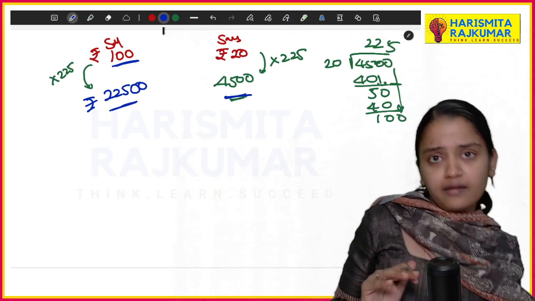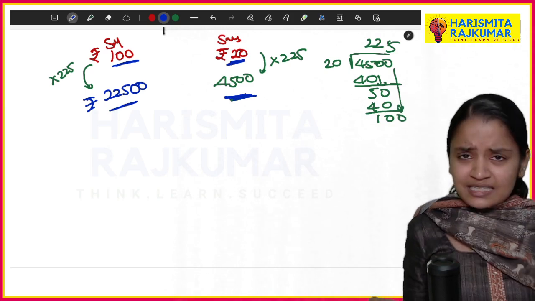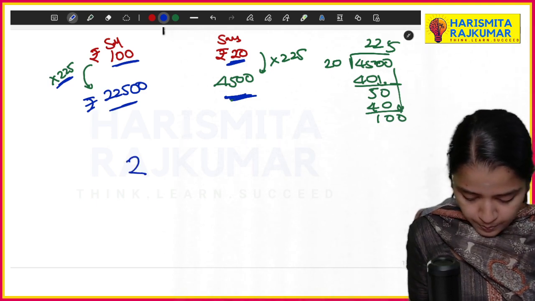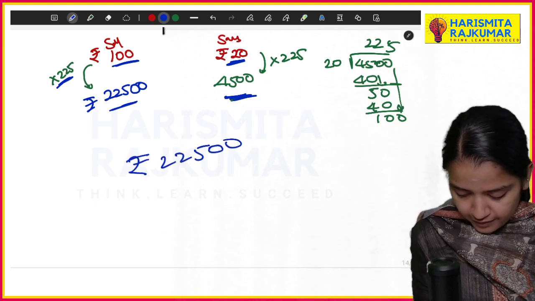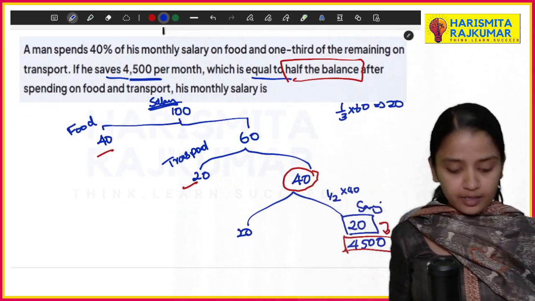If your salary is 100, he'll save 20. If you find the relation between this and this, the same relation you have to multiply here. So rupees 22,500 is his salary. I hope you understood it really well.